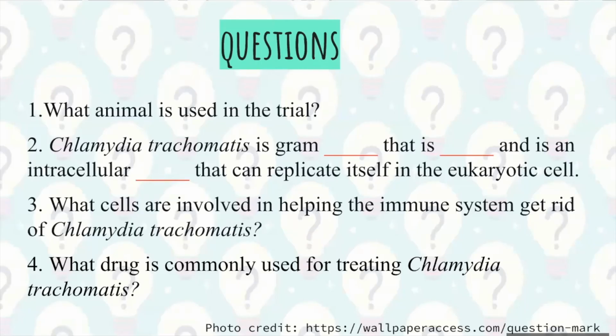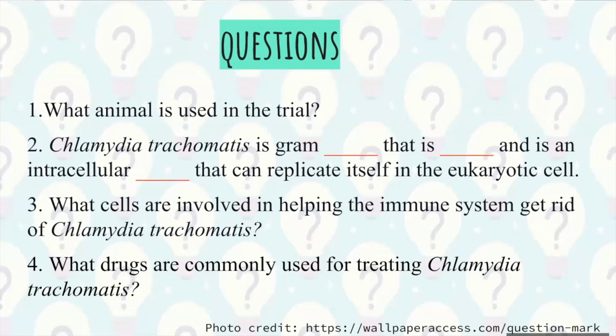Now it's time for the questions. Question 1. What animal is used in the trial? Question 2. Chlamydia trachomatis is gram, that is, and is an intracellular that can replicate itself in the eukaryotic cell. Question 3. What cells are involved in helping the immune system get rid of Chlamydia trachomatis? Question 4. What drugs are commonly used for treating Chlamydia trachomatis?